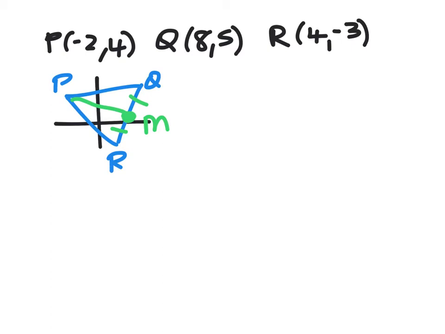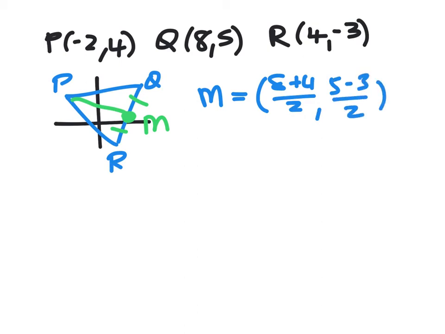So the procedure. First of all, we need to work out the coordinates of M, which is the midpoint. It's the midpoint between R and Q, so I'm going to use these 2 points here. I'm going to add the x numbers, the 8 and the 4, and half it. I'm going to add the 5 and the negative 3 and half it. So 8 add 4 halved, 5 add negative 3 halved. That's going to give me 6, 1. Okay, so the point M is (6, 1).